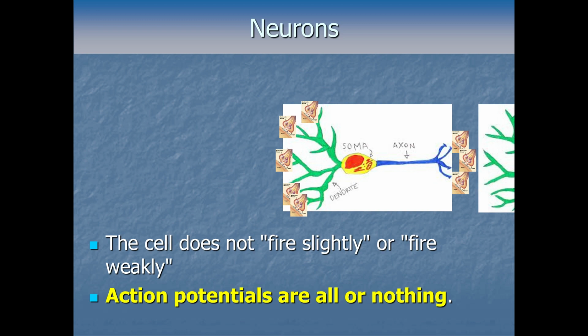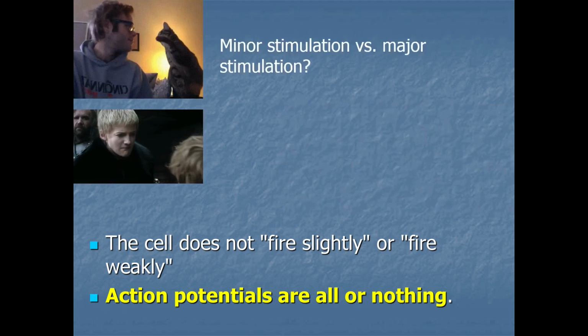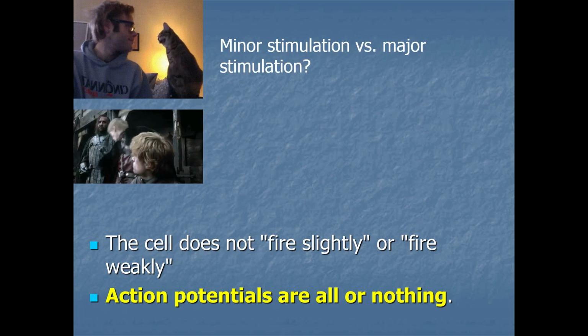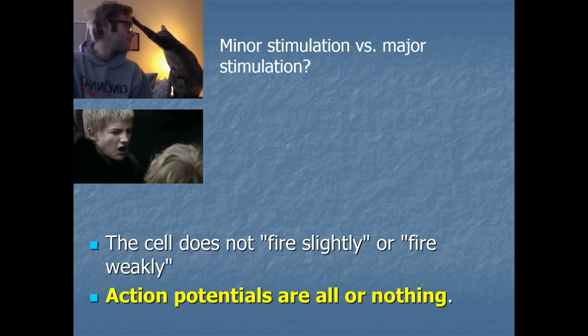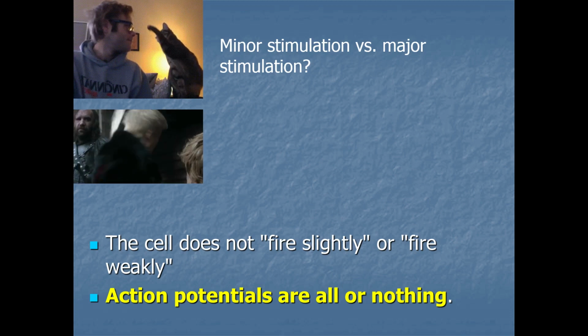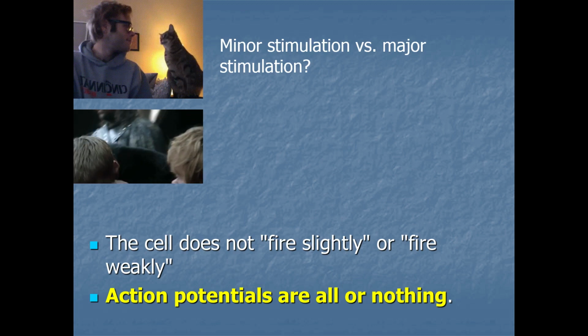Importantly, if there's not enough total positive input to reach the threshold for an action potential, then nothing at all happens. The cell does not fire slightly or fire weakly. Action potentials are all or nothing. They either happen or they don't. So you might wonder, how does the nervous system tell the difference between minor stimulation versus major stimulation? Like how your touch receptors can tell the difference between a light touch and a heavy touch.